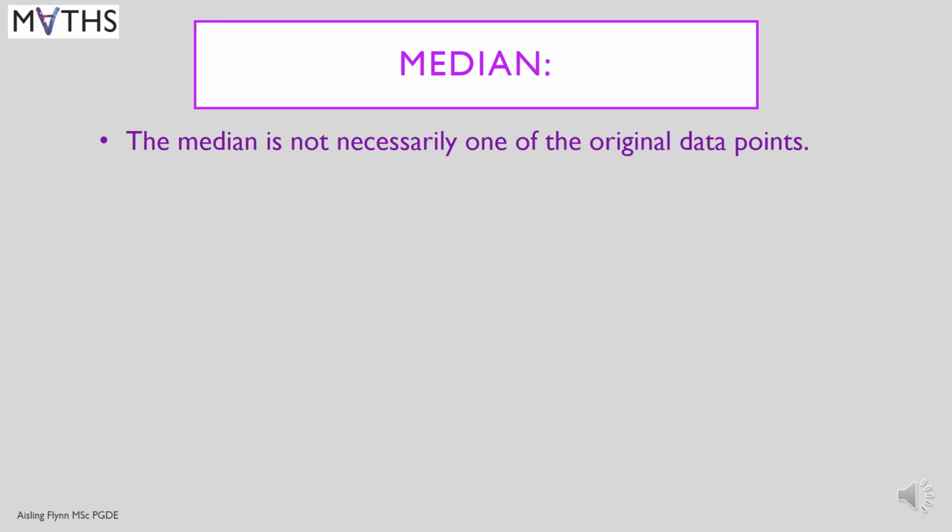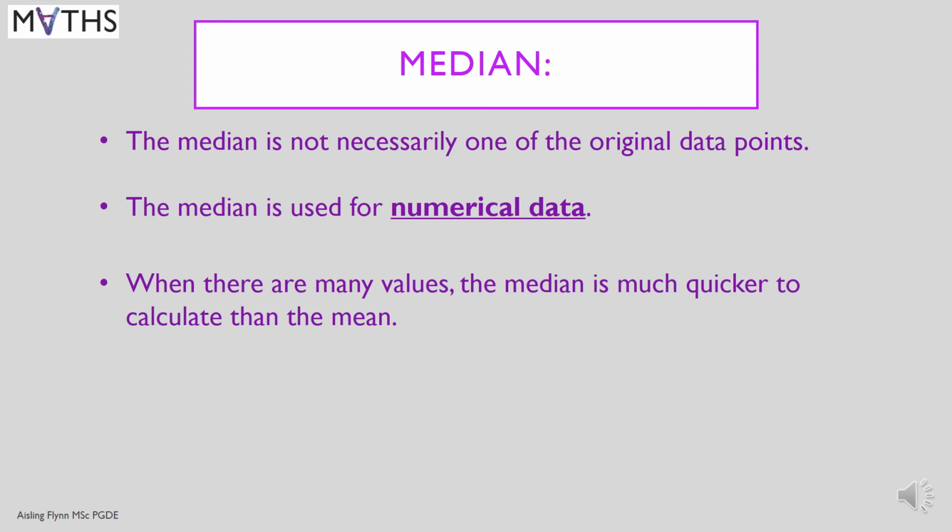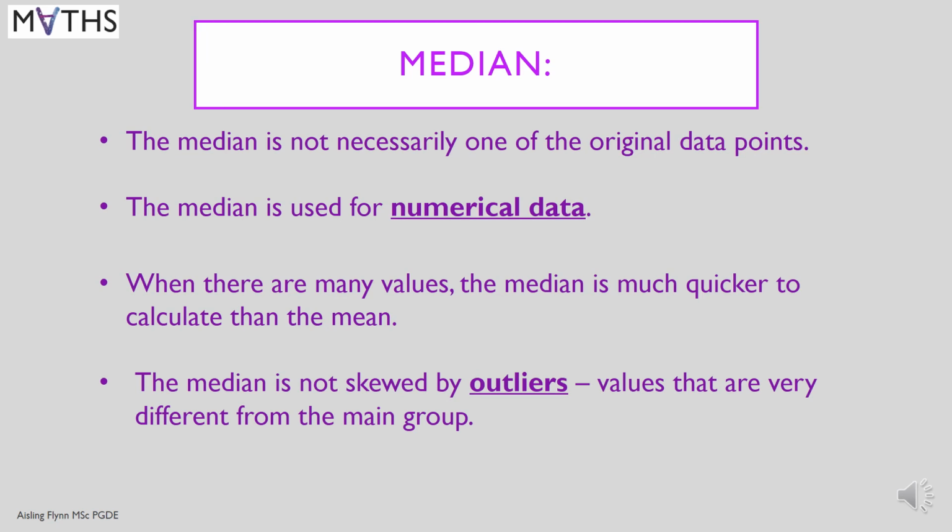So the median is not necessarily one of the original data points. The median is used for numerical data. You cannot rank words from smallest to largest, so it's used for numerical data. When there are many values, the median is much quicker to calculate than the mean, so that's a big advantage of using it. And the median is not skewed by outliers, values that are very different from the main group. We'll see that in the next slide.